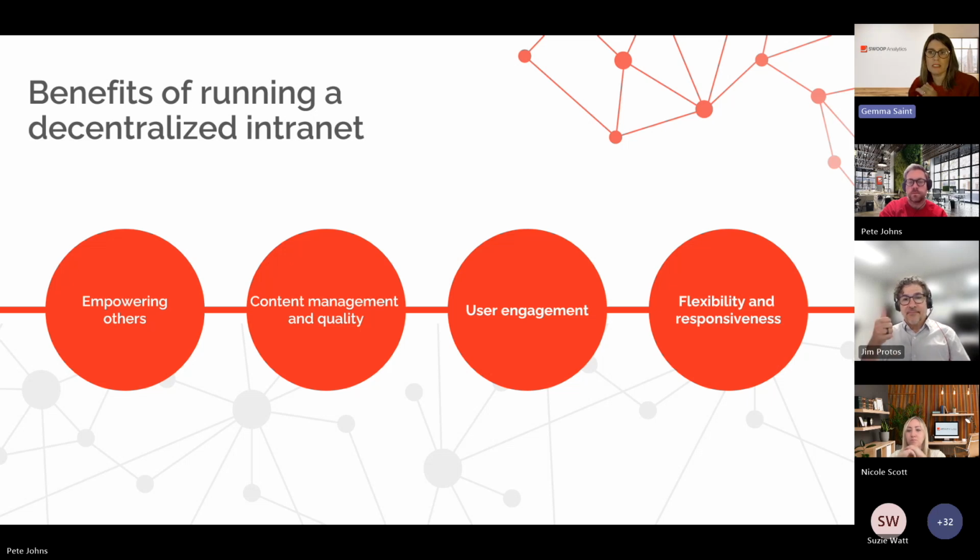So we've excluded the browser window. It won't include those. And Nicole's just popped a link to the SharePoint Intranet Benchmarking Report. It's a brilliant read. Definitely recommend it.